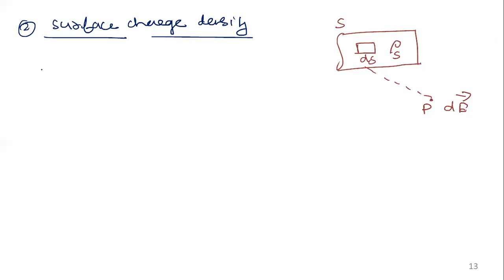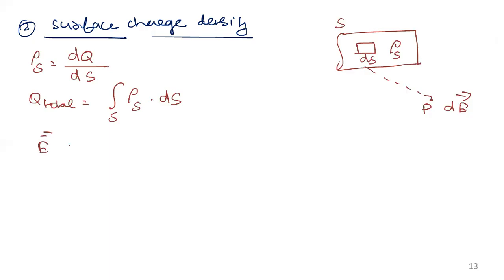So what will it be? Rho s will be equal to dq by dS. So what will Q total be? Q total will be equal to the integral over S of rho s into dS. So can we write the electric field there? Electric field is equal to the integral over S of rho s divided by 4 pi epsilon 0 into r square, into dS.